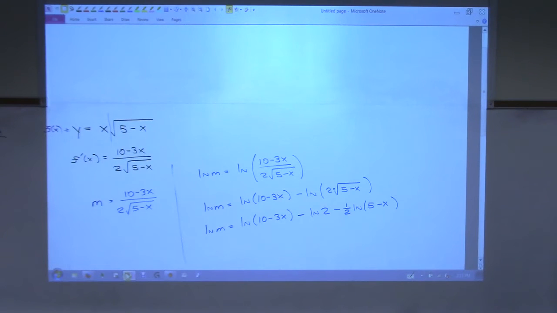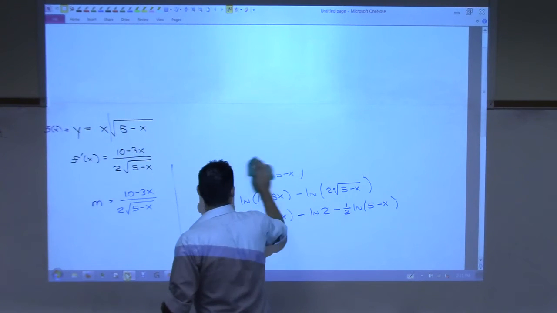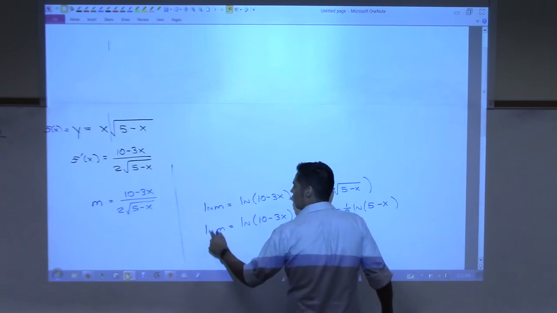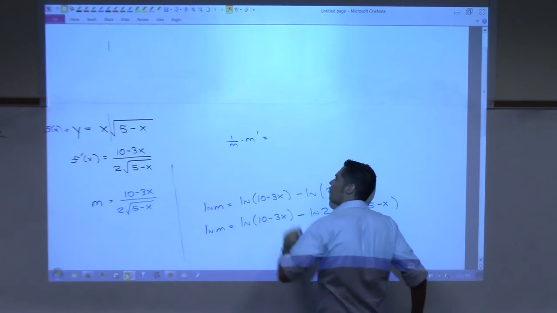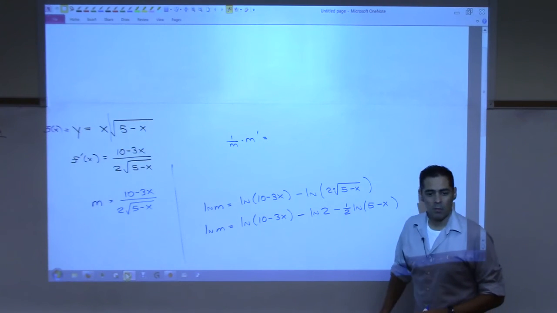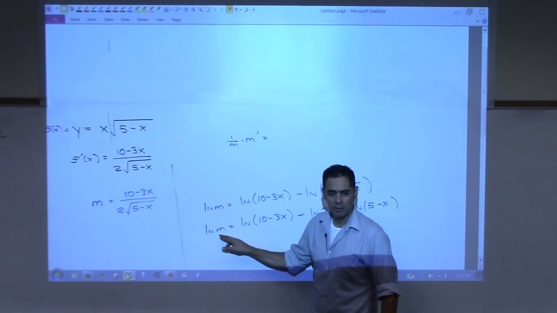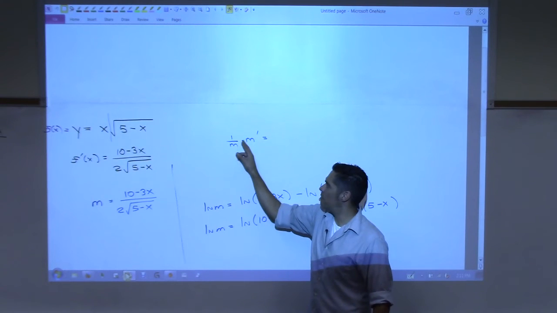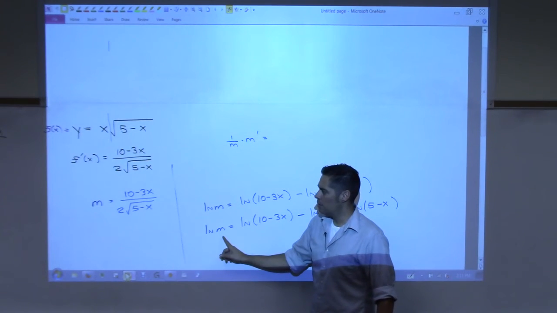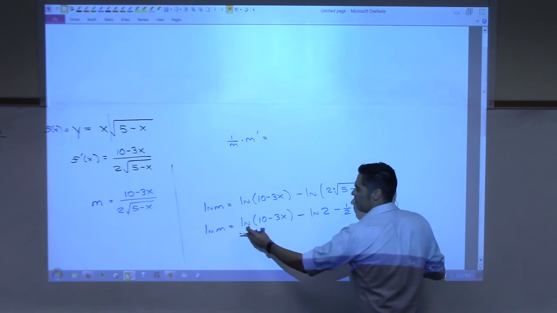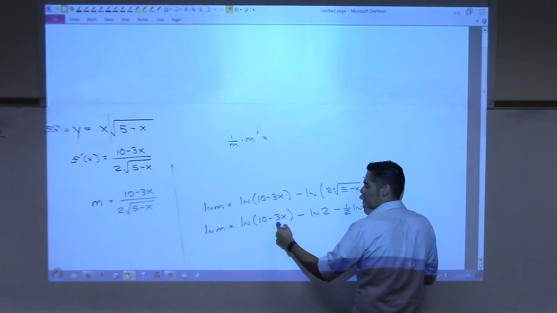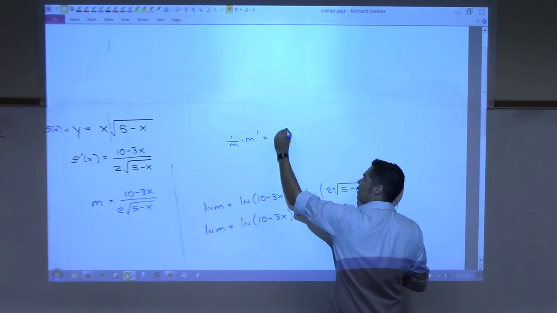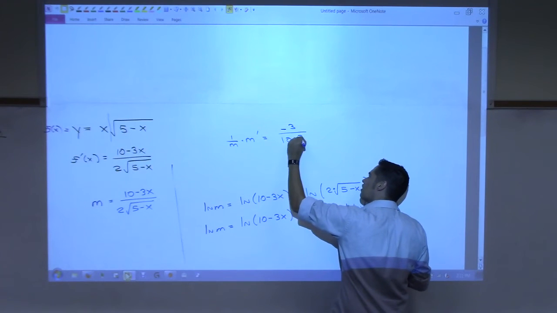And then we would take the derivative. So what's the derivative of the left side? Implicitly, 1 over m times m prime. What's the derivative of natural log of something? 1 over it, chain rule, times derivative of what's inside, m prime. And then what's the derivative of natural log of this? 1 over this times derivative of what's inside, -3, right? So -3 over 10 minus 3x.